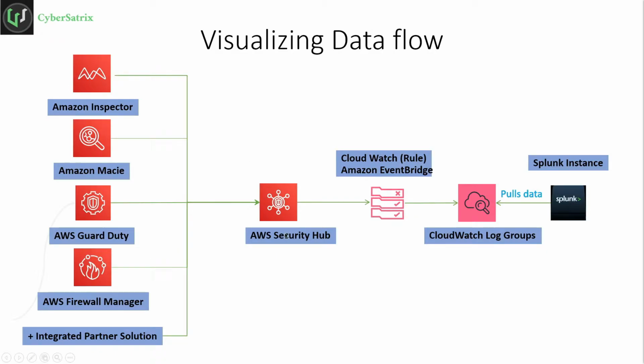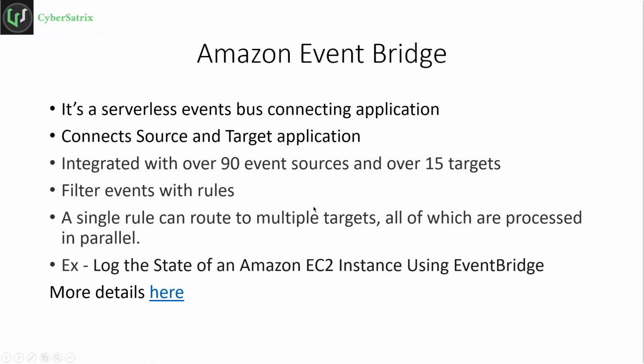The information goes to Security Hub. Security Hub will send to the CloudWatch log group, and Splunk pulls the data from that specific log group, right? Okay, great. So we are going to use Amazon EventBridge and the CloudWatch log groups here. I've explained Amazon EventBridge in my previous video also. I'll share the link of that video in the description.